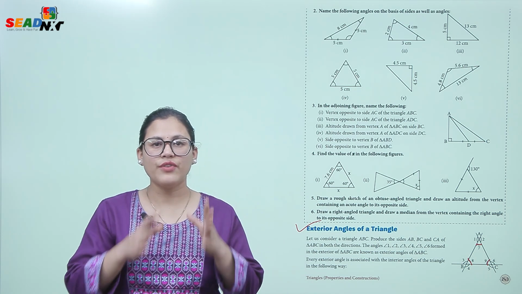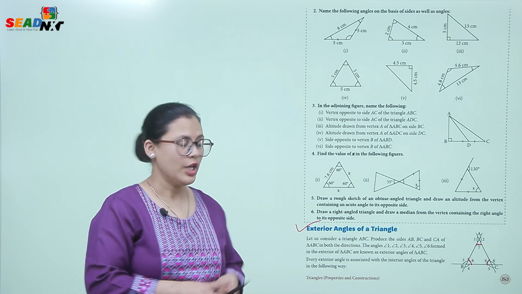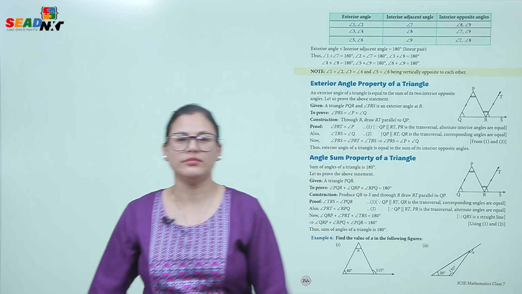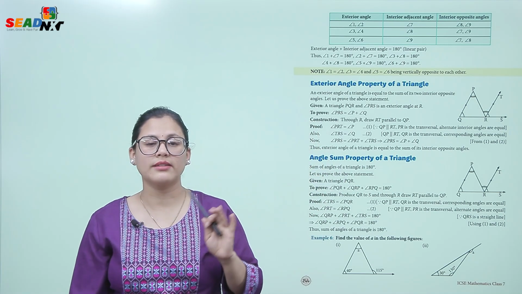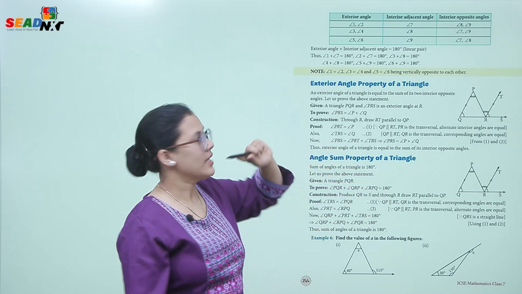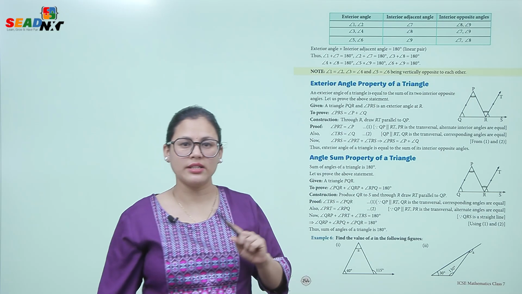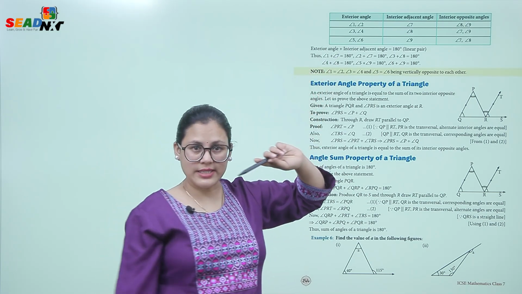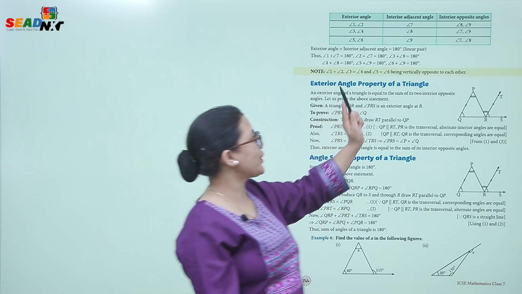Okay. And every exterior angle is associated with the interior angles of the triangle in the following way. Okay, so let's check out how they are associated. Exterior angles, angle 1 and angle 2, interior adjacent angle is angle 7 and interior opposite angles are angle 8 and angle 9. Similarly, exterior angles are angle 3 and 4. Angle 8 is interior adjacent angle and angle 7 and angle 9 are interior opposite angles. Angle 5 and angle 6 are exterior angles. Angle 9 is interior adjacent angle and angle 7 and angle 8 are interior opposite angles.